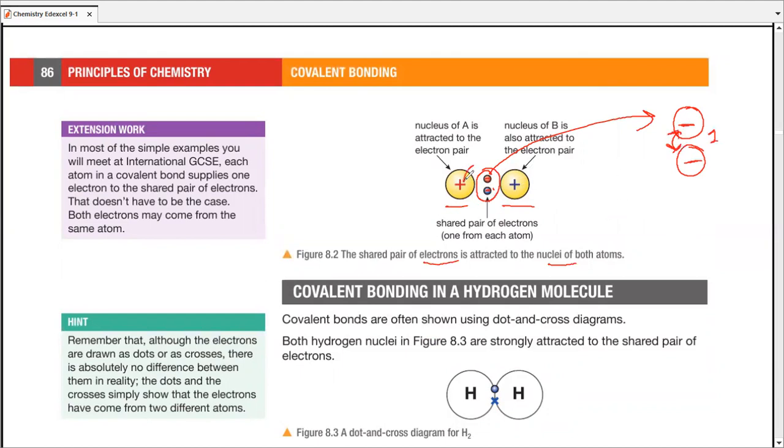This atom is going to attract this electron, this atom is going to attract this electron, this atom is going to attract this electron, and this atom is going to attract these electrons. There are four attractive forces to every one repulsive force. So which ones are going to dominate, the attractive forces or the repulsive forces? Of course, the attractive forces, since they are so high in number.